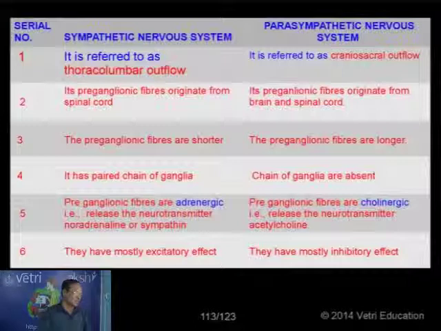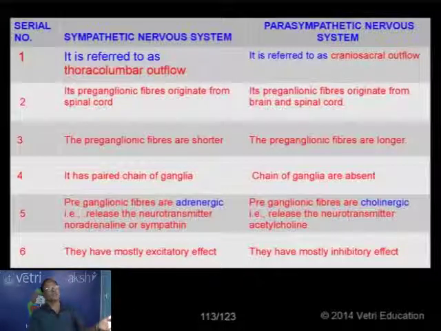the parasympathetic nervous system, because there the neurotransmitter is nothing but acetylcholine. So the preganglionic nerve fiber is similar to the myelinated nerve fiber. There only you have the adrenaline or norepinephrine. So the sympathetic nervous system is similar to the non-myelinated nerve fiber, where the release of neurotransmitter is adrenaline or epinephrine or noradrenaline. So the postganglionic nerve fibers are adrenergic, meaning they release the neurotransmitter noradrenaline or sympathin.